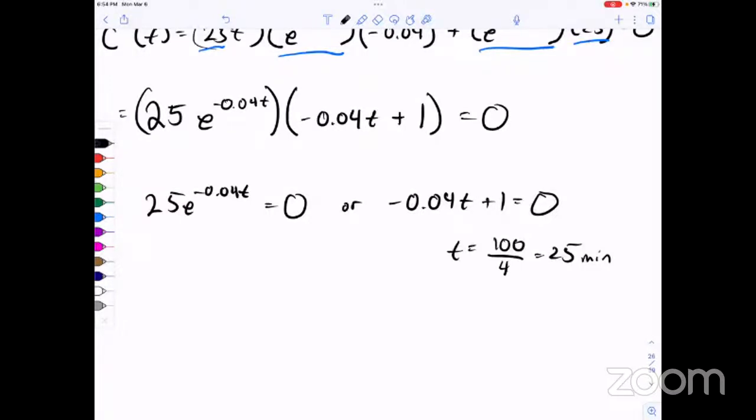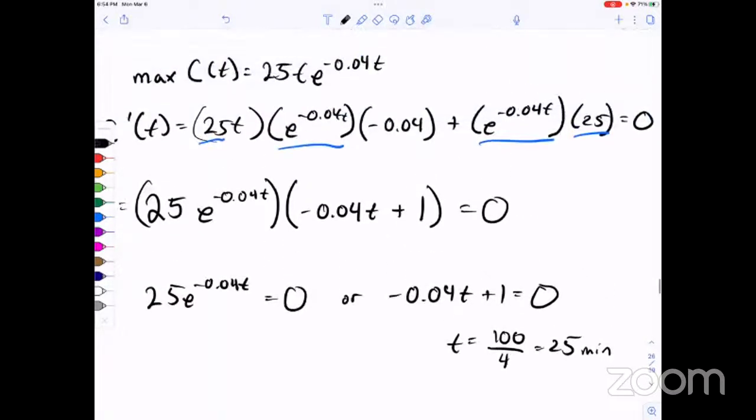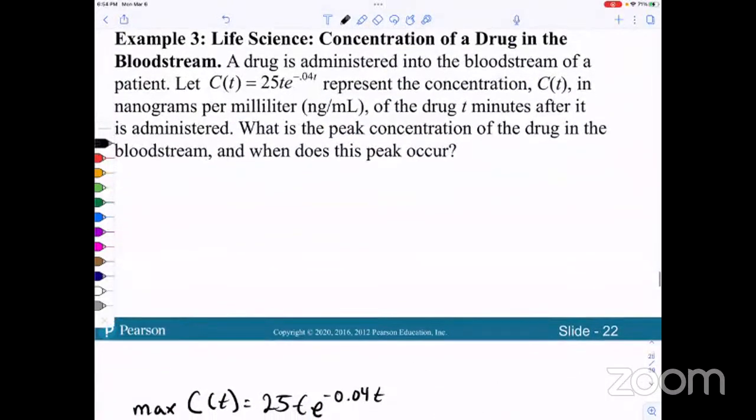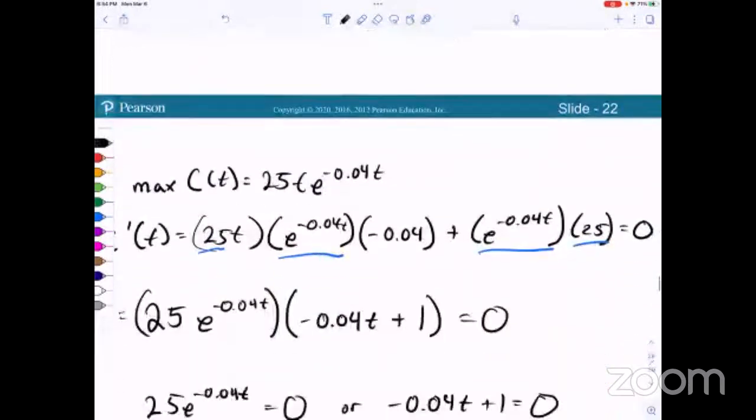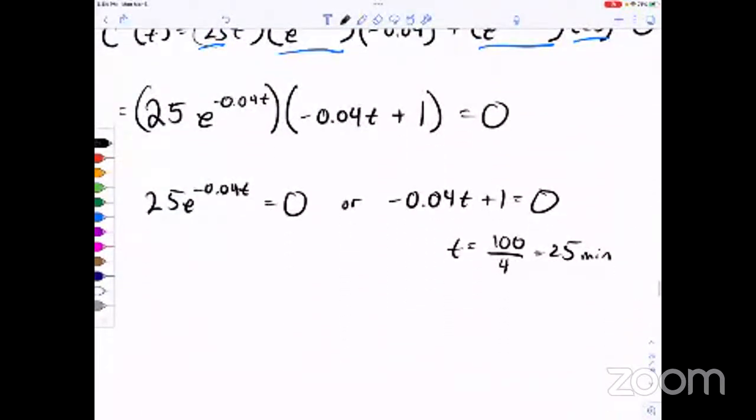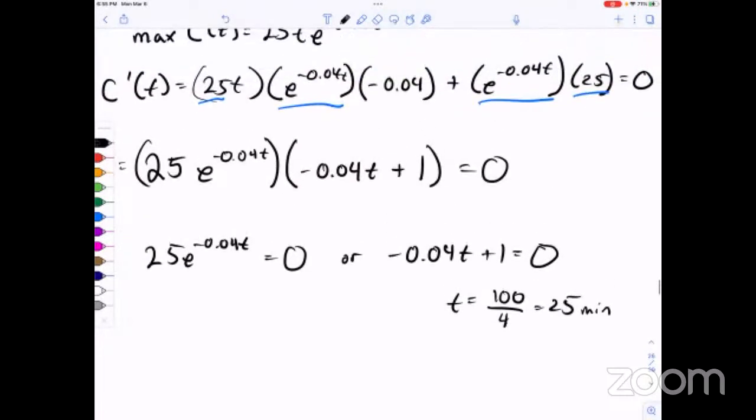So it says, what is the peak concentration of the drug in the bloodstream and when does this occur? So we're saying that it occurs after 25 minutes. We'll just go like this, and then we need to plug that into our original to find the peak concentration. Oh, now, okay, this is our critical value. We need to verify. Now, I feel like we need to verify that this is indeed a max.